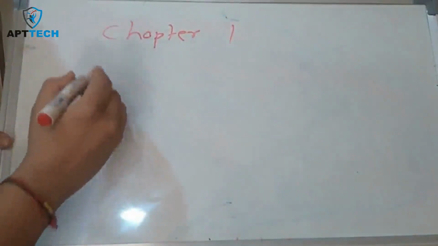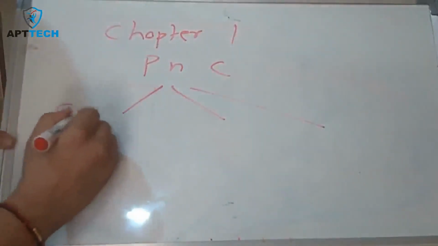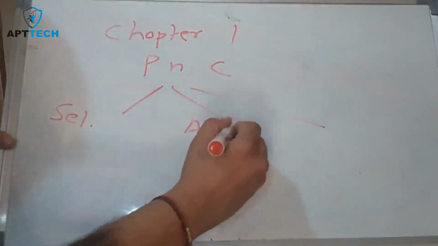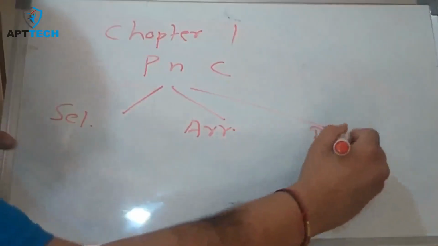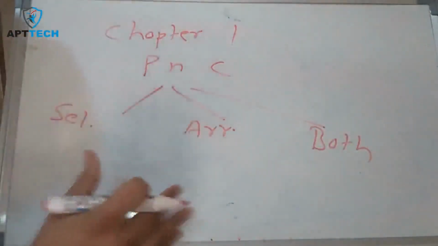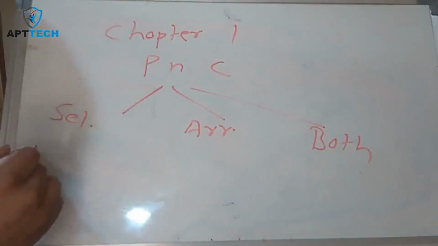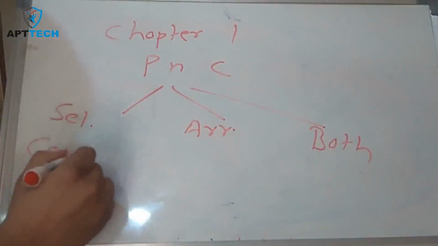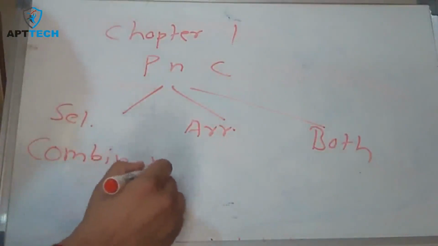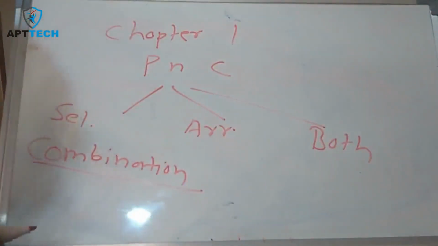In chapter 1, we are trying to understand 3 important parts of PNC: selection, arrangement and both. Whenever selection comes into the picture, the application mode will be combination. So the concept of combination will come into the picture in case of selection.